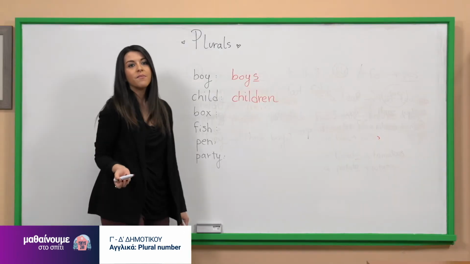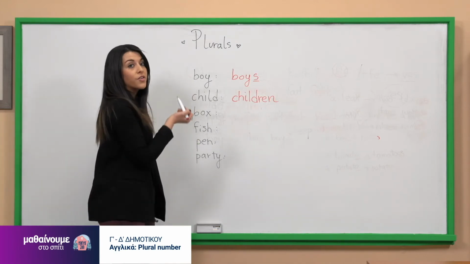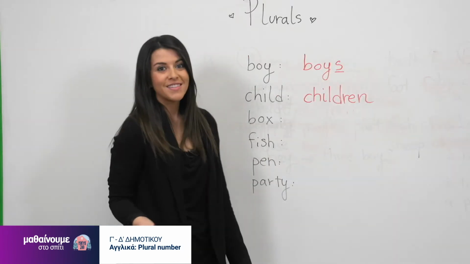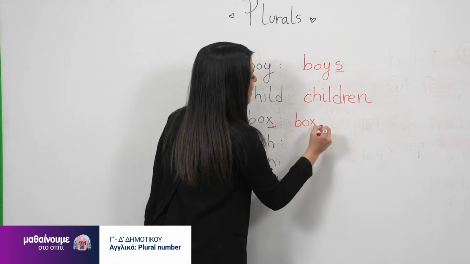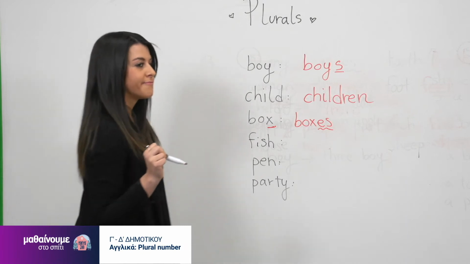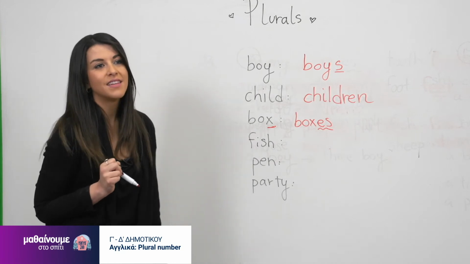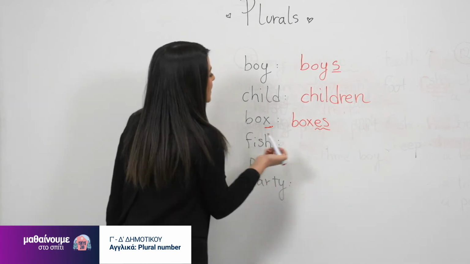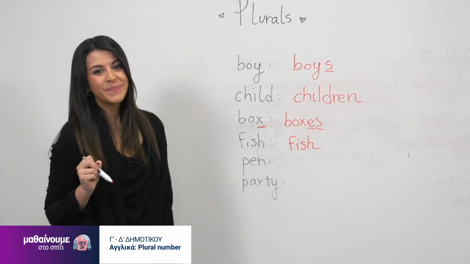Box. Okay, I'm giving you some time to think. Maybe you can write it down. I would recommend you write it down. You can write it on your notebook. Γράψτε τα ίσως στο τετραδιό σας για επανάληψη. Box. It ends in X. So you add ES. Boxes. All right? Okay. Fish. Everyone says fishes. Actually, sometimes people use it as well, but the rule says that it stays the same. Fish, fish. I hope you guessed it.